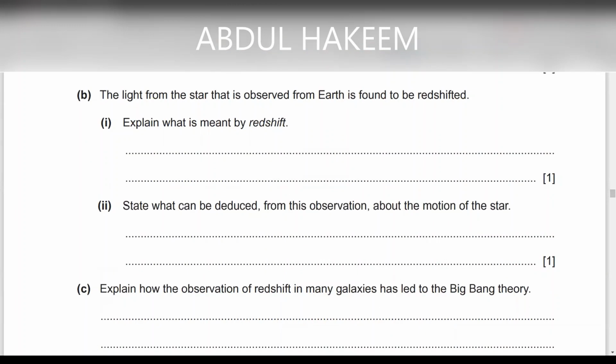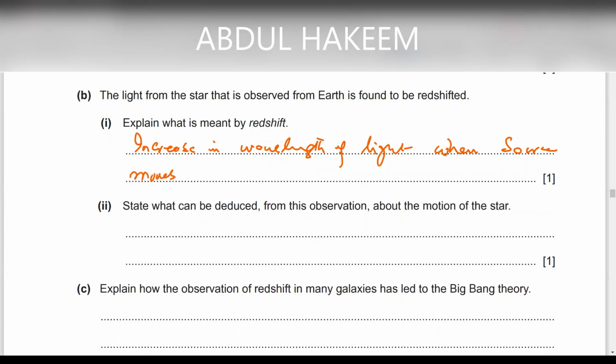Next, the light from the star that is observed from the Earth is found to be redshifted. Explain what is meant by redshift. So redshift is the increase in the wavelength of light when the source moves away from the fixed observer.